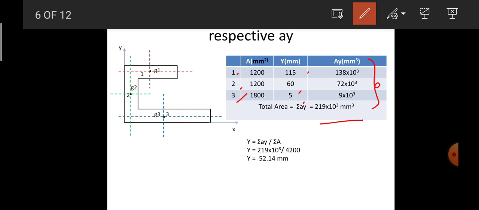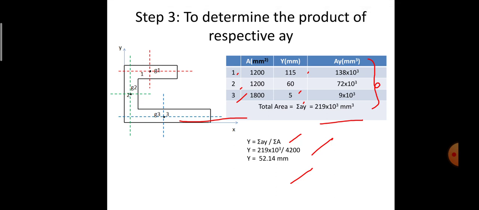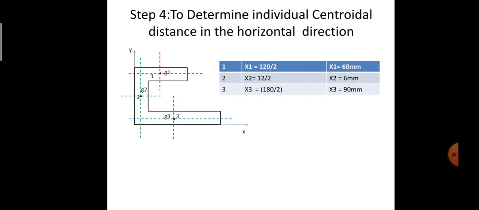So if I want to determine the centroidal distance of the C section as a whole in the vertical direction, it is given by the formula Y is equal to sigma AY divided by sigma A. So sigma AY, I got the value as 219 into 10 power 3. Sigma A, I got the value from the previous slide calculation as 4200. So if I just substitute, I'll get the value as 52.14 mm, so 52.14 mm from the bottom axis. So this is how we are supposed to calculate the centroidal distance in the vertical direction for the structure as a whole.